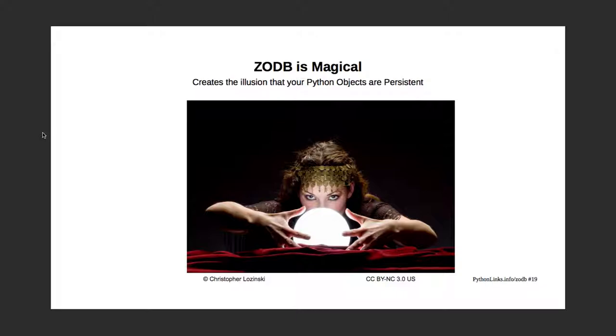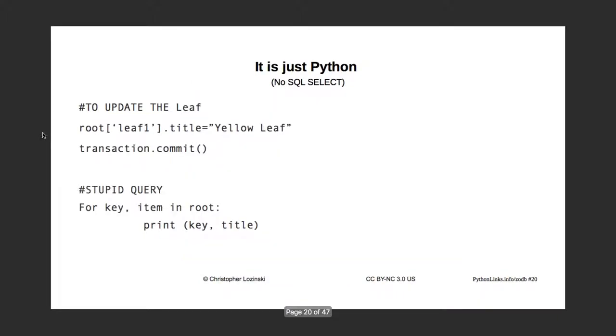It gives you this illusion that your objects are persistent. You just reach into the database, you pull out the root object, you attach things to it, you commit your transaction, you detach things, you commit your transaction. It's just really beautiful. And it's just Python. There's no SQL select in here.